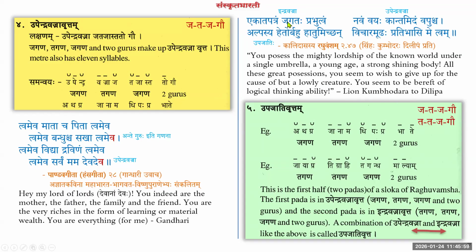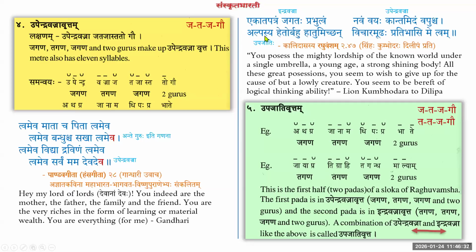Ekatapatram jagatah prabhutvam navam vayah kantamidam vapuscha alpasya hetorbahu hatumicchan vicharamudhah pratibhasi me tvam kumbhodarah kila. We just read it recently, so it's very clear in our head. That is actually in Upajati. Ekatapatram dirga, so Indra Vajra. Navam na lagu, so Upendra Vajra. The rest I am not confirming, but it's clear.